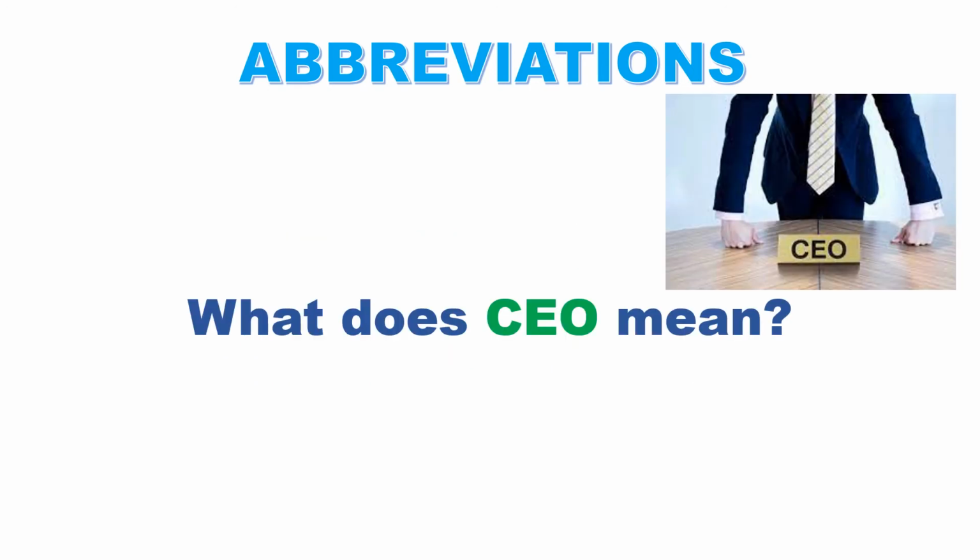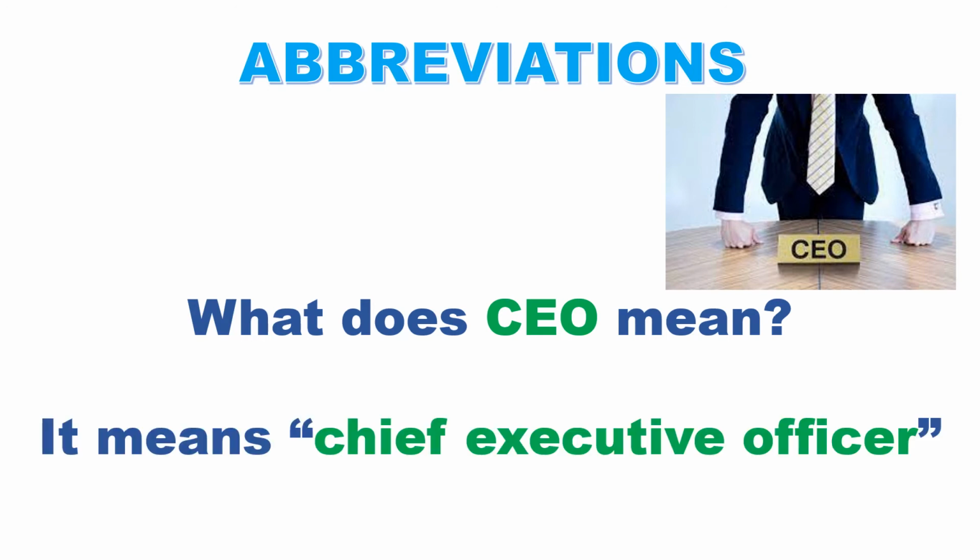What about CEO? That's a very interesting business abbreviation. Do you know the meaning of CEO? CEO is usually the person with the most important job in the company, the one that represents the company. People know who the person is that manages and controls the company. What does it mean? It means Chief Executive Officer. So it's probably the highest job in a company.